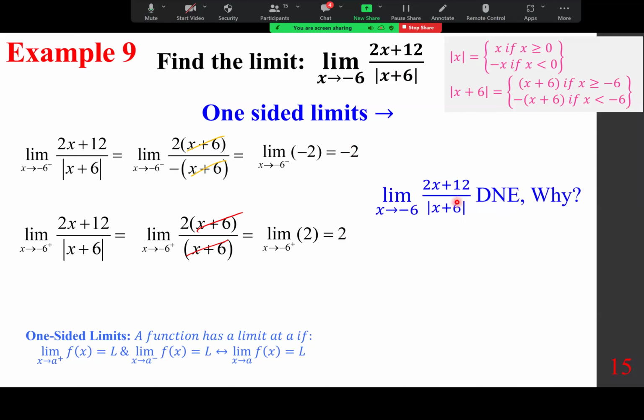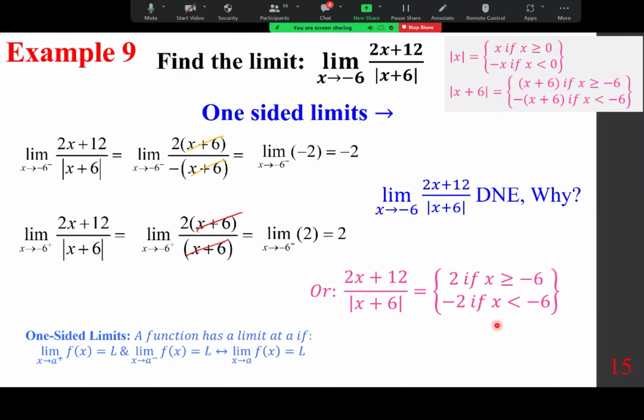Therefore, the limit of 2x plus 12 over the absolute value of x plus 6 as x approaches -6 does not exist. Why is that? One-sided limits are different. Here's another approach. If you simplify the expression without the limit, this one becomes 2, this one becomes -2, and it shows the limits are different. One-sided limits are different, therefore the limit does not exist.